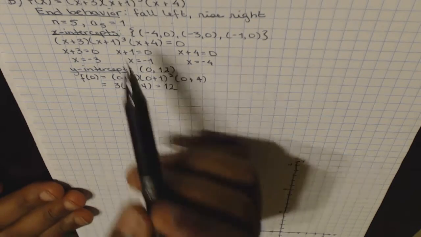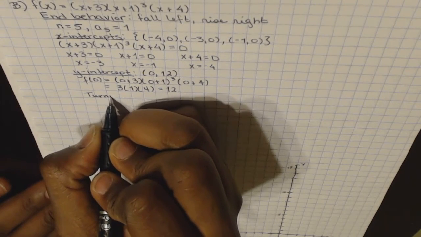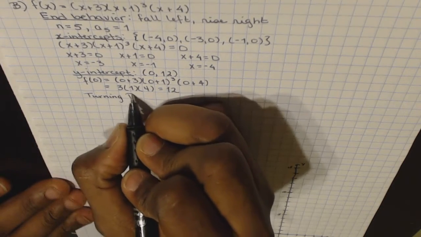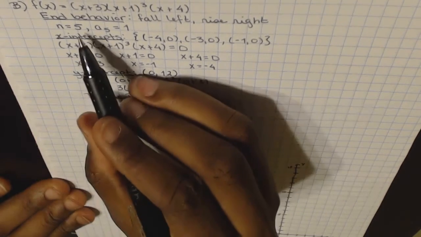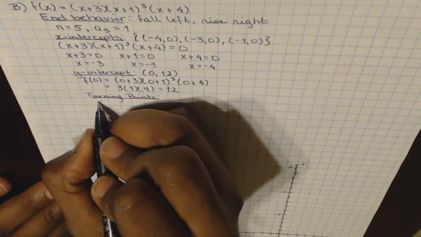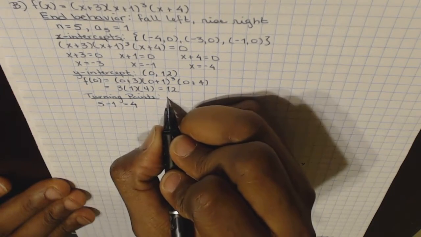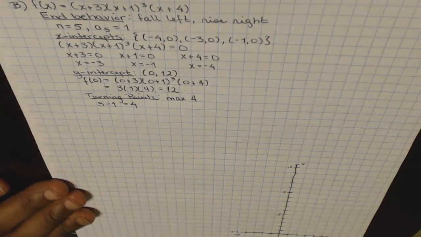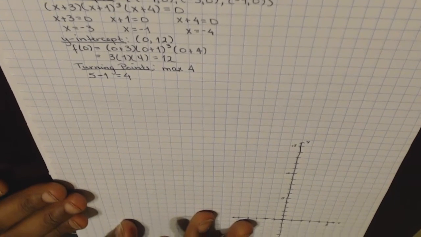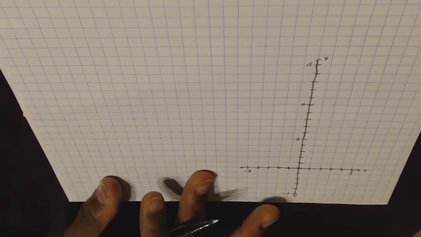Looking at my equation, the max number of turning points is to take my degree or my highest power, in this case 5, minus 1 is equal to 4. So I have a maximum of 4 turning points. No more than 4. I'm going to plot the information I currently have to see if I need to find any more information.